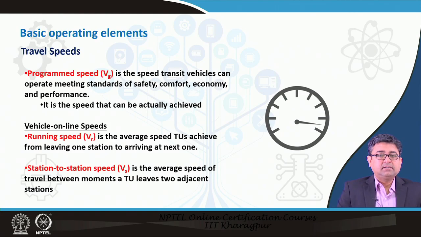The next is the station to station speed. Now, this is the average speed between the moments a TU leaves two adjacent stations, right. So, what would be included in this? Included would be the time taken to stop at the station. So, when the vehicle stops at the station, the speed is usually 0. So, this will be taken into consideration in the station to station speed.